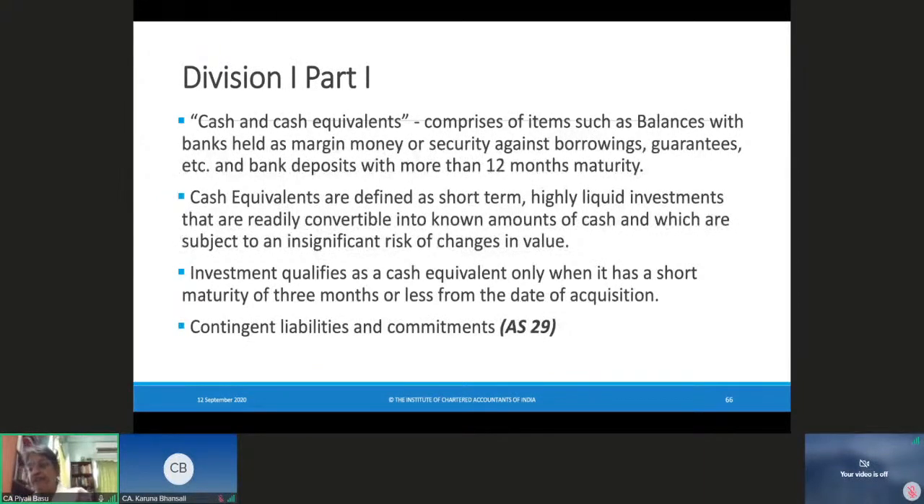Where loans have been guaranteed by the directors and others, that needs to be disclosed separately. And in case any default has happened, the period and amount of the default as on the balance sheet date in repaying the loan and the interest should be specified separately in each of such cases. So you see the Schedule 3 disclosure requirements are very detailed.